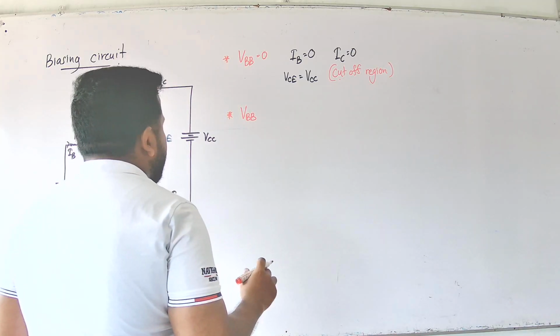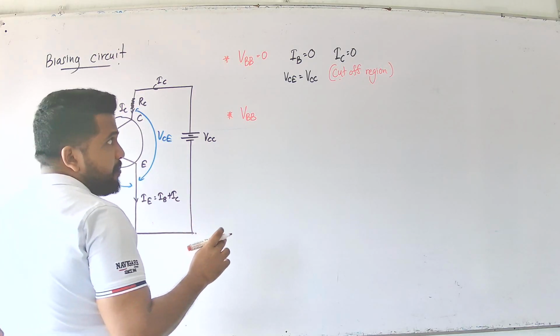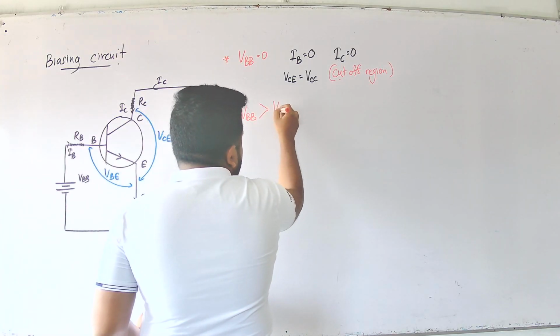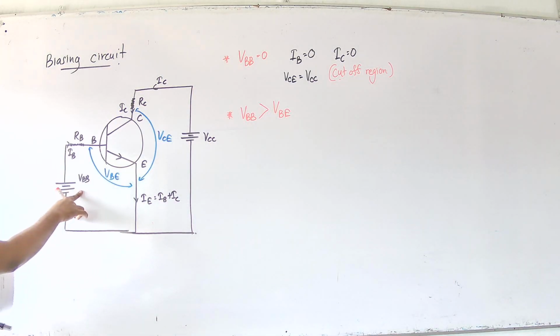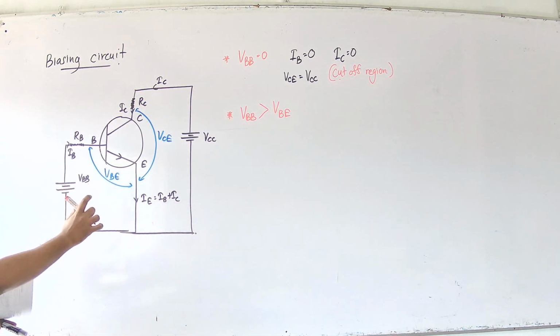When the second case is VBB higher than the VBE. So normally we are using the 2 volt normal cell, right?